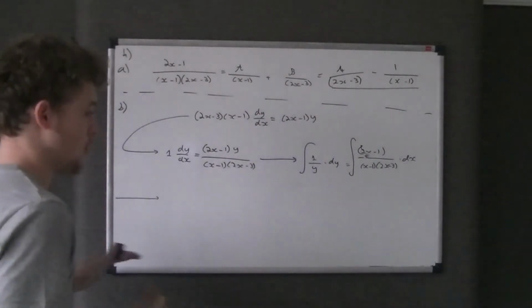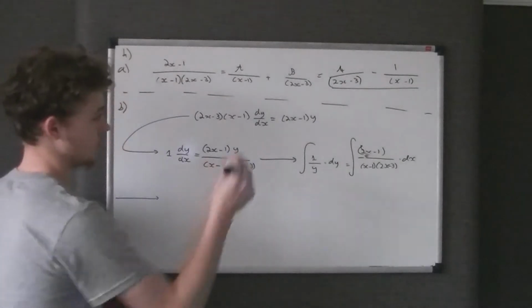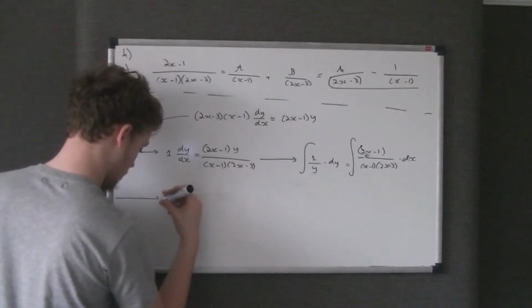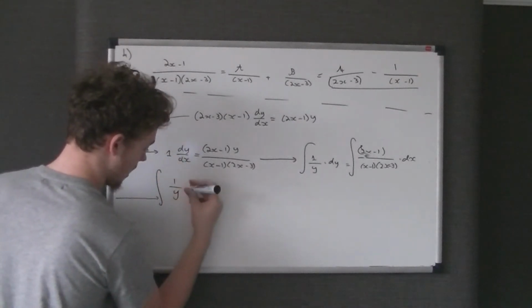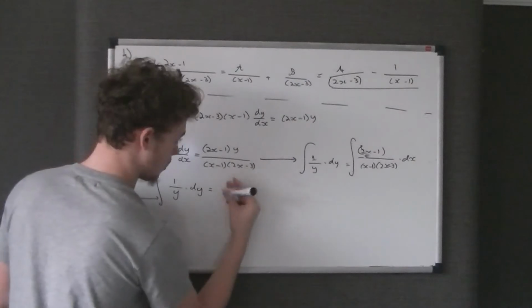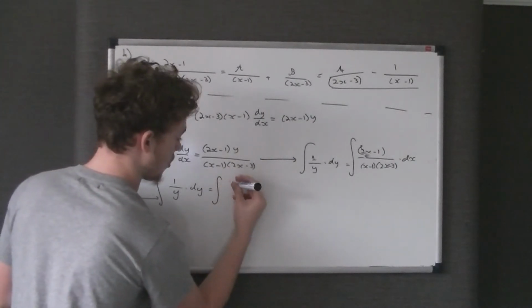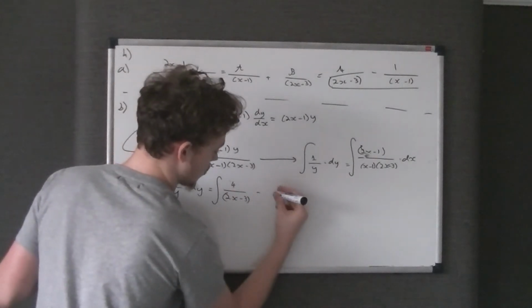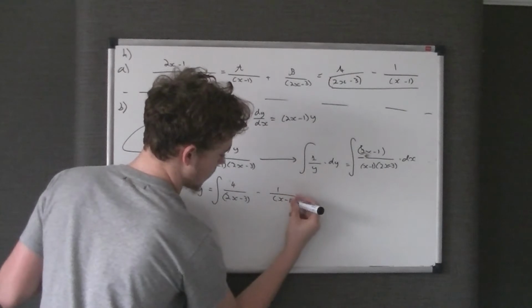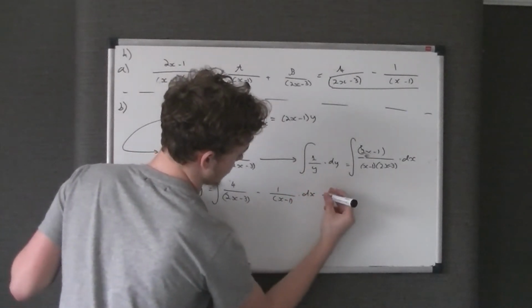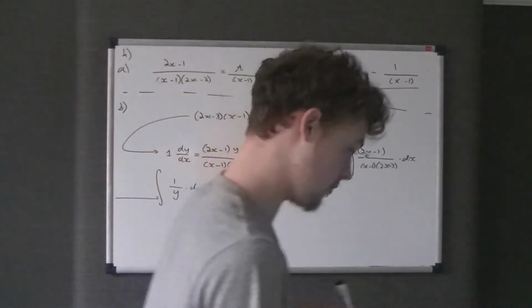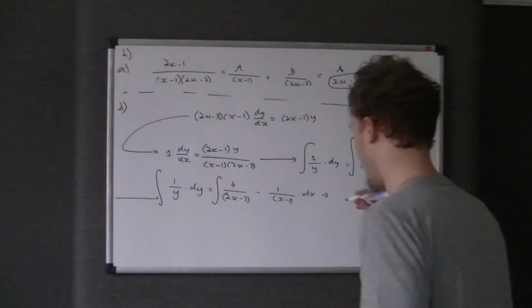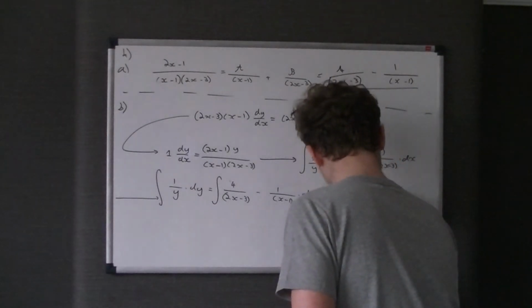Okay, so as I said, what I'm going to do is just write this single fraction here into the two partial fractions. I'm not going to solve anything just yet. So it's 1 over y with respect to y equal to the integral of 4 over 2x take 3 take 1 over x take 1 with respect to x. And what we're going to do now is solve this. So the left hand side should pop out straight away, that's an ln. But it's an ln of y. So the ln of y.